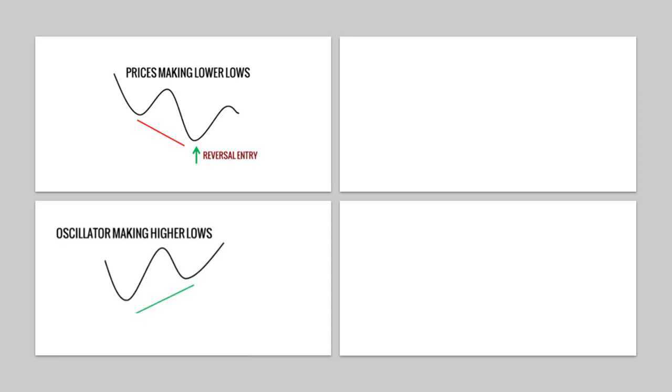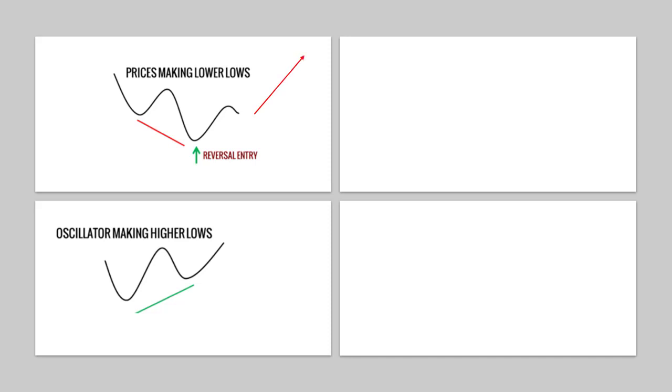Here is another example. First of all, prices are making lower lows. So as the price is in a downtrend, and we are seeing lower lows being slowly posted, you can look at the oscillator, and that's actually rising. So it's doing the opposite of what the price is doing, and therefore this is bullish divergence. Eventually the market will turn around and snap to the upside.